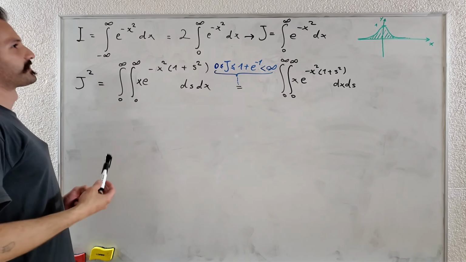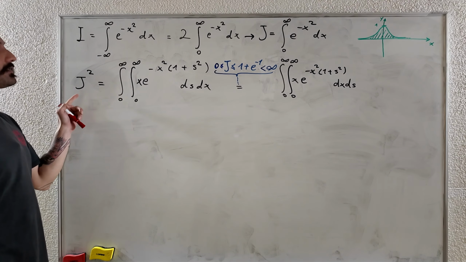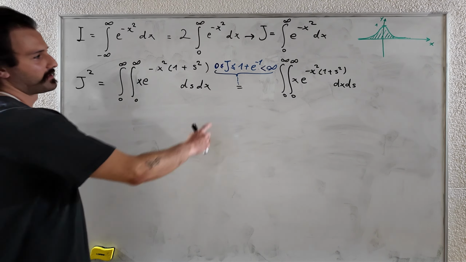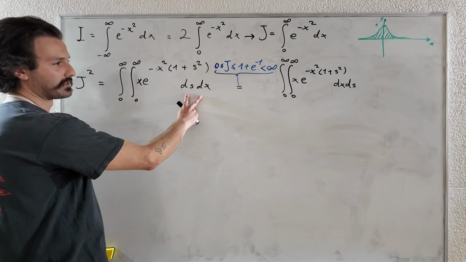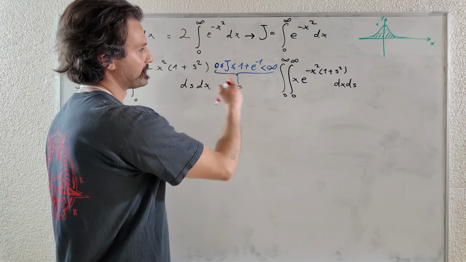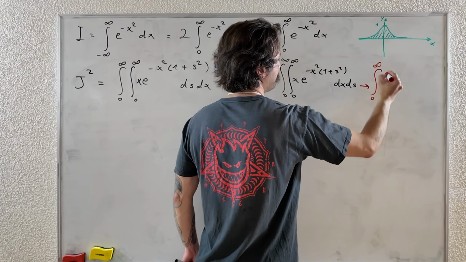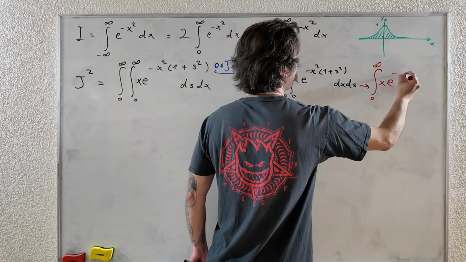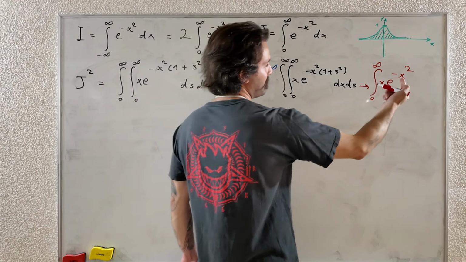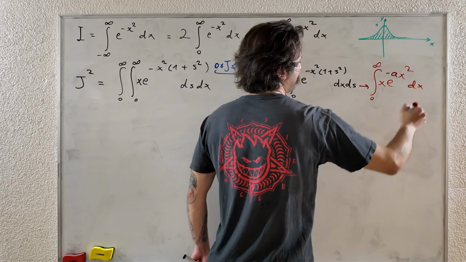All right, as a summary, we started integrating the Gaussian integral, and we ended up getting the square j, which is equal to this double integral. And by this estimation, we could change the order of integration, and so we have a form that we can calculate. So let's consider the inner integral, which has the form of the integral from 0 to infinity of x times e to the power of minus x squared. And since 1 plus s squared is a constant with respect to x, we can replace it with an a, and we are integrating with respect to x.